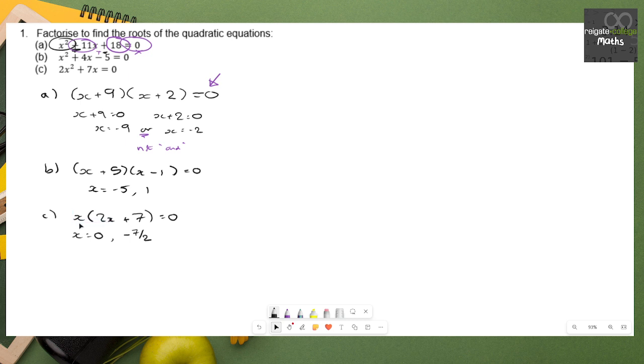This third one, we don't have a constant term, which means one of our brackets is just x. Now you could write this as x plus 0 as a bracket, but you just don't need to, so I wouldn't.